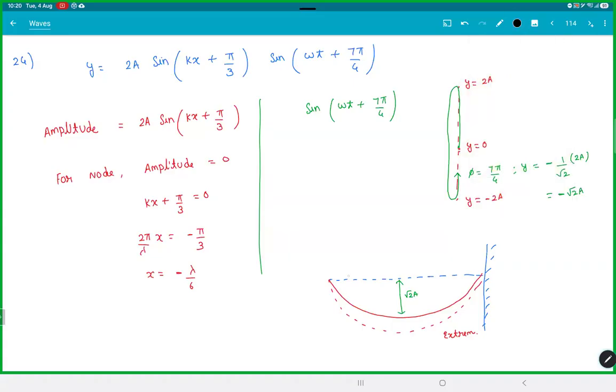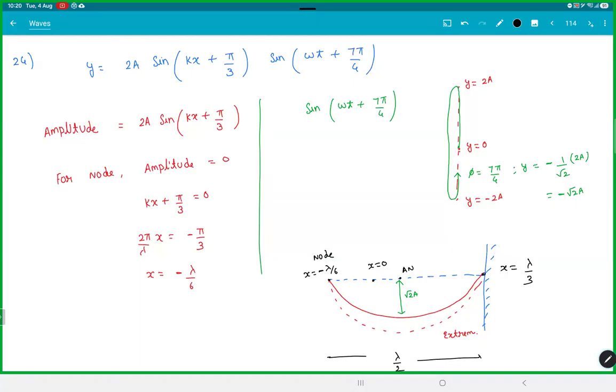And where is your origin? The node here is x is equal to minus lambda by 6. So origin will be somewhere here. X is equal to 0. This is your anti-node, and this will be x is equal to lambda by 3, because the total length of the loop must be lambda by 2. There, this is the string.